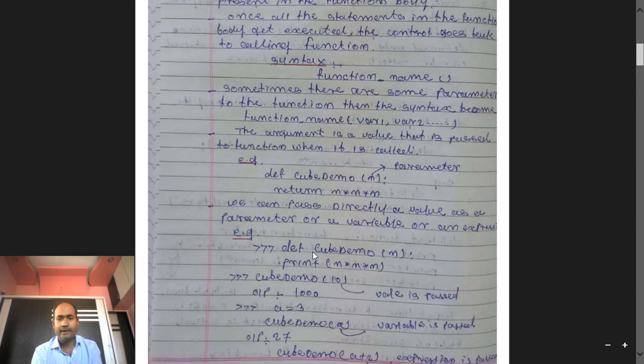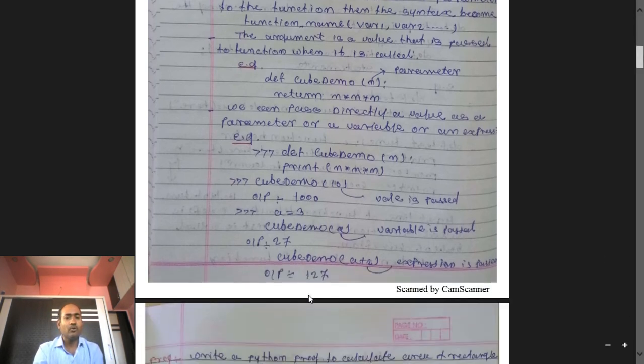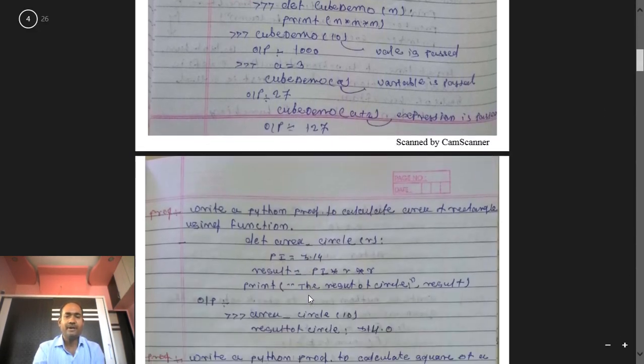This part is called the header, and this part is called the body of the function. When you execute this code, def cube_demo(n), print(n * n * n), cube_demo(10), the output is 1000. That means 10 into 10 into 10, which is 1000. In this way we have to call the functions after defining the functions in the program. This is one example.